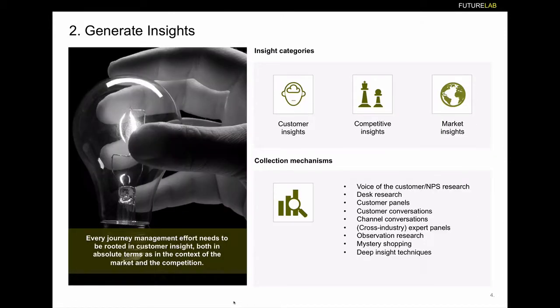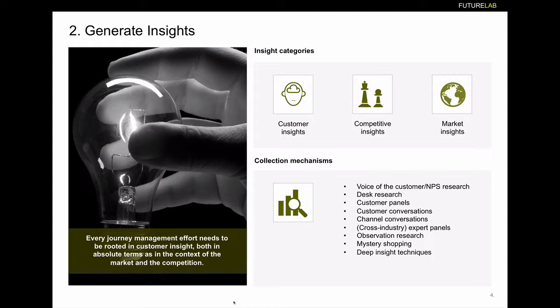Which gets me to step number 2. Once the objective has clearly been defined, many other agencies or consultancies immediately rush into meeting rooms with clients where they hang all sorts of post-it notes and start doing all sorts of activities. At Futurelab, we take a very deliberate step to say that every journey management effort needs to be rooted in customer insights. Customer insights which are both absolute, in other words, what customers are thinking, what they are feeling, what they're looking at, but also in the context of the market and the competition.